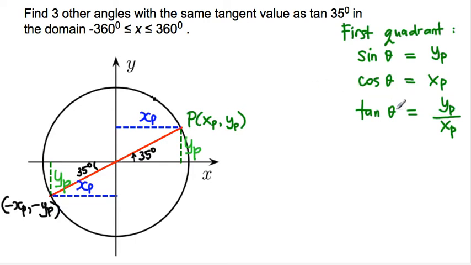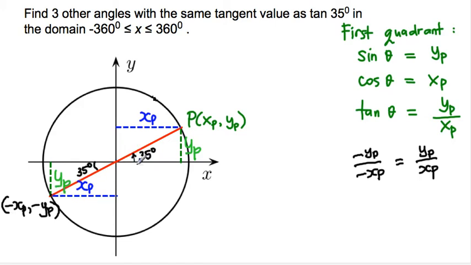So now think about it, although they are not equal, one is positive and one is negative. However, when you are looking for the tangent value, yp over xp will be equal to when I have negative yp over negative xp, because negative over negative will give me a positive result, so it will actually be equal to yp over xp. So then the tangent value of 35 degrees will be equal to whichever angle I have with this terminal point on the other quadrant, the third quadrant over here.